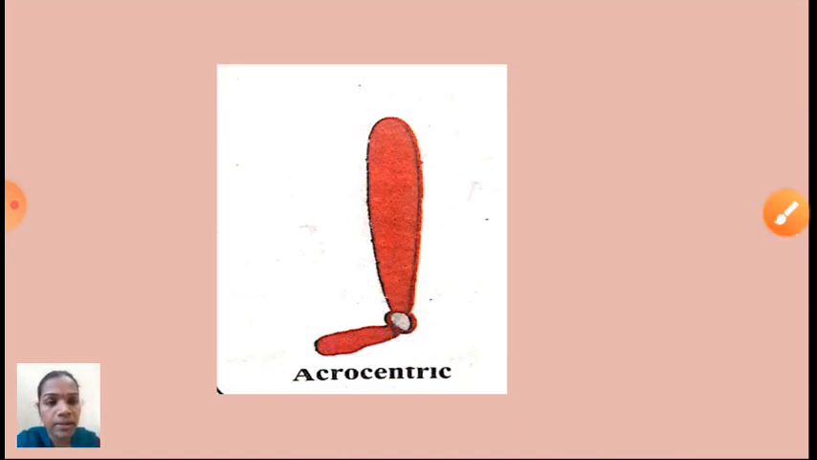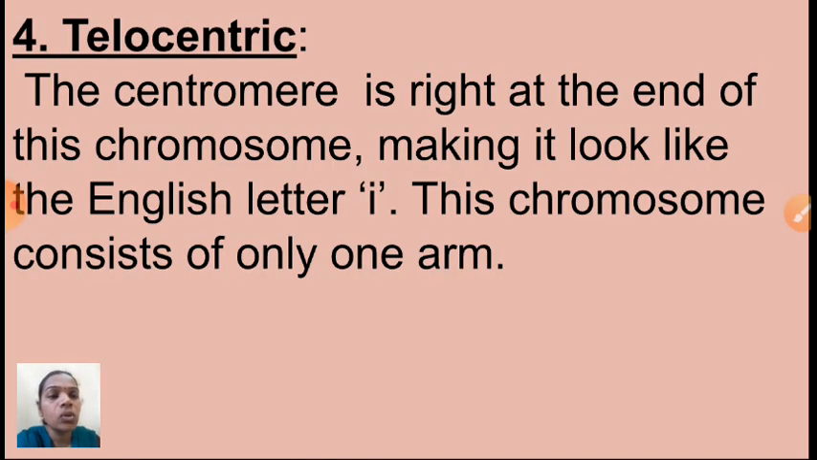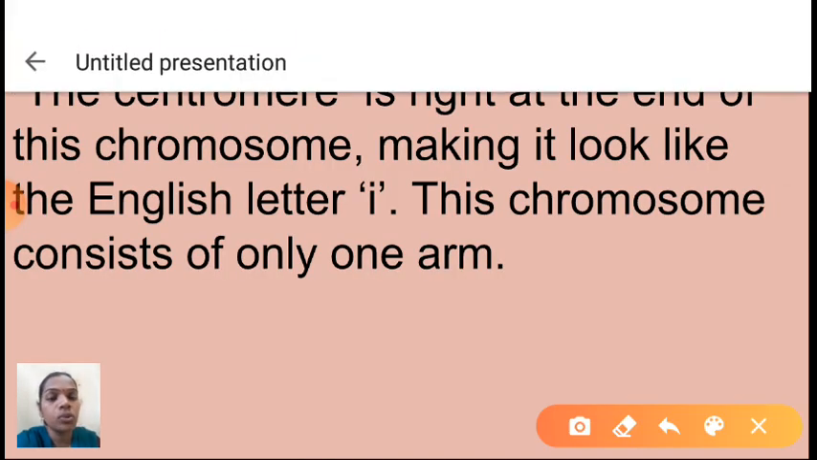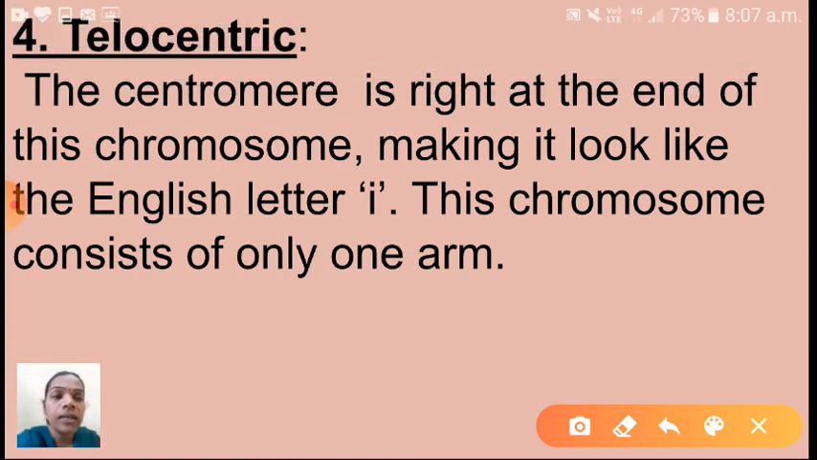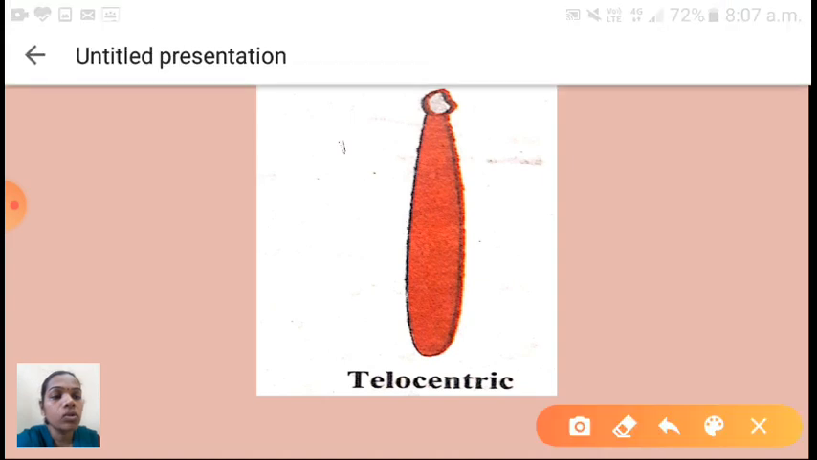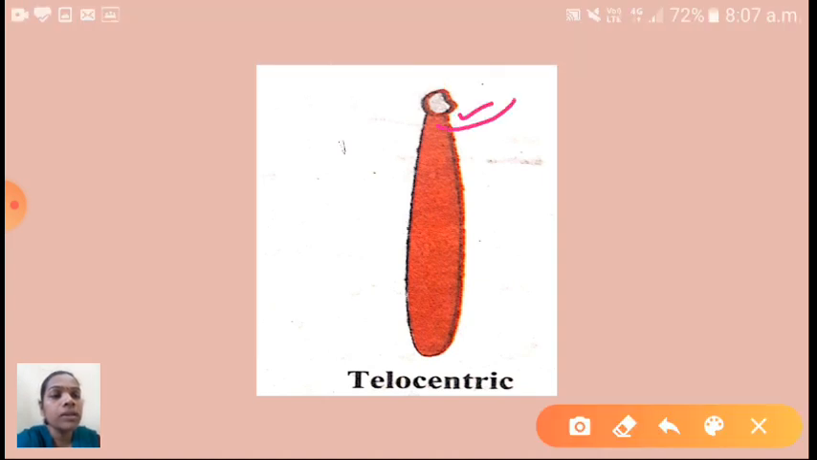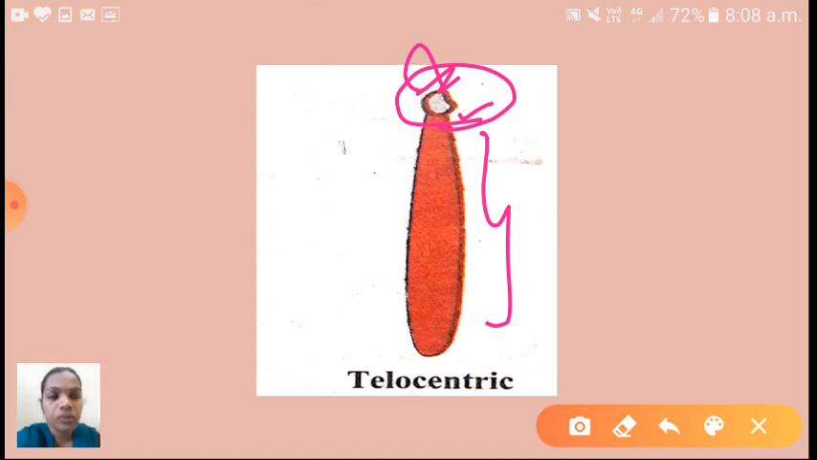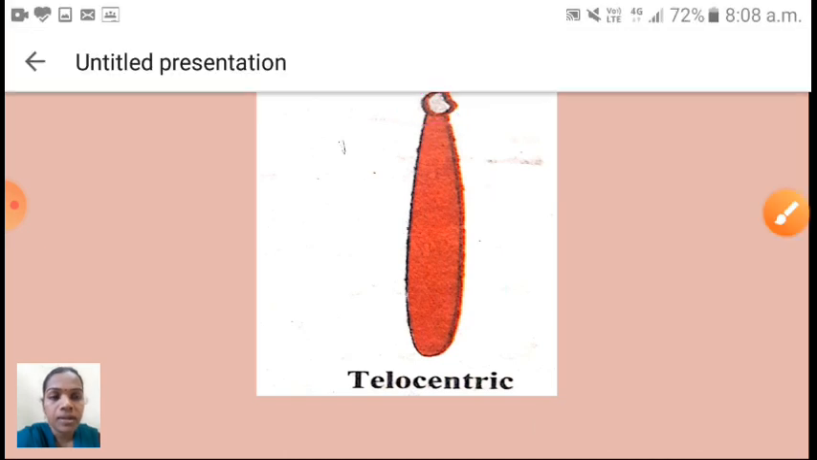Okay, and the fourth type is what? The fourth one is telocentric. See here, the centromere is right at the end of this chromosome, making it look like the English letter I. Okay children, this is the structure of a telocentric chromosome. Here the centromere is present at the end point, and only one arm is there. So it looks like what? The English letter I. This is called what? Telocentric. Understood children? Yes.